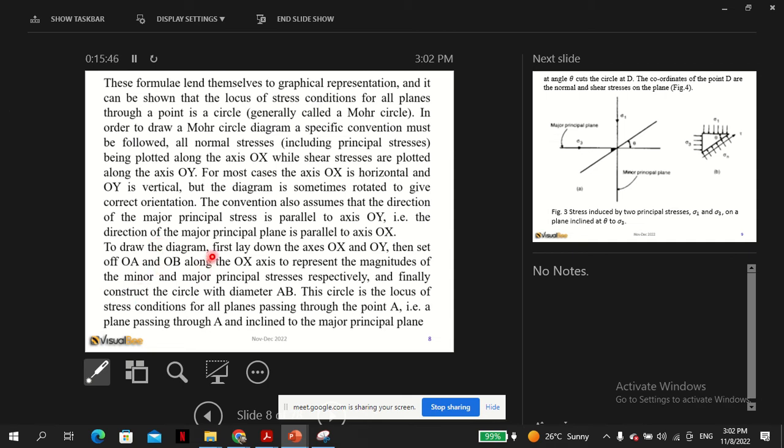So to draw, first lay down the axes OX and OY, then set off OA and OB along the OX axis to represent magnitudes of the minor and major principal stresses respectively, and finally construct the circle with diameter AB.